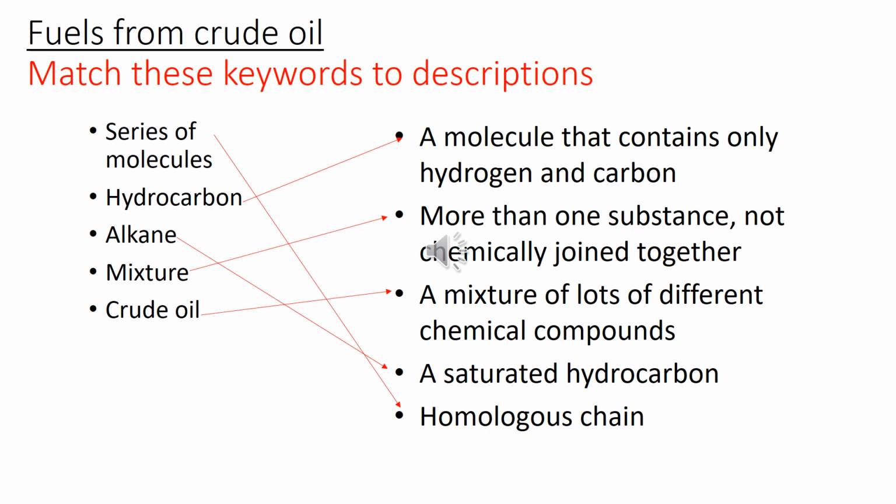Hydrocarbon means a molecule that contains only hydrogen and carbon atoms. Alkane is a saturated hydrocarbon. Mixture means more than one substance not chemically joined together. And crude oil is a mixture of lots of different chemical compounds.